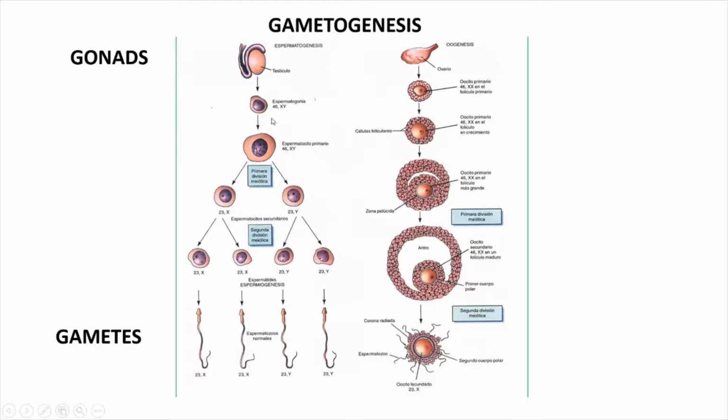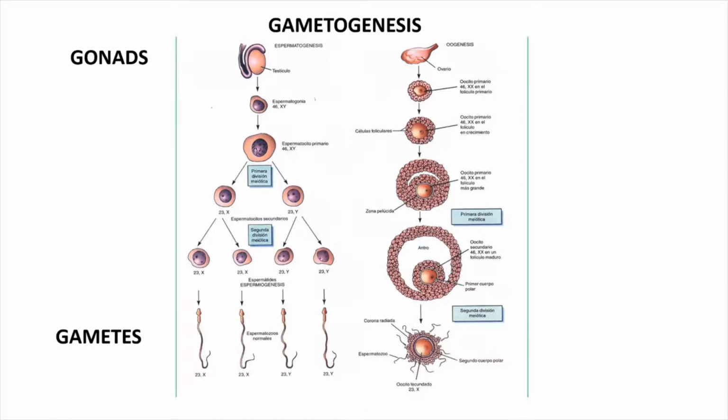What is meiosis? It's the division of this cell in the testicle that is going to split apart the nucleus in two. So instead of 46 chromosomes, this nucleus will have 23. Every sperm cell has 23 chromosomes. And the ovary is going to do exactly the same to form this ovule that also has 23 chromosomes. That is meiosis.